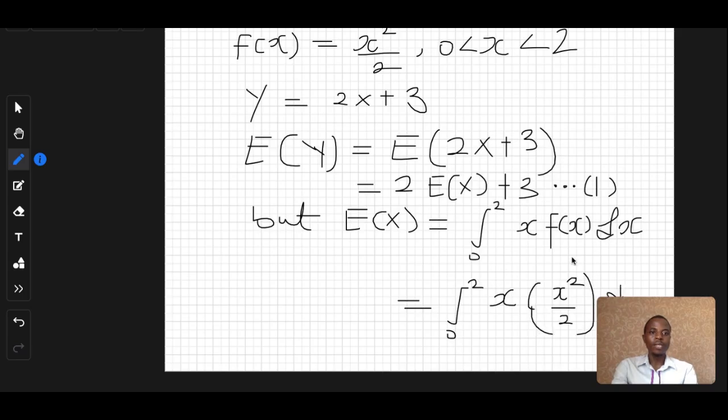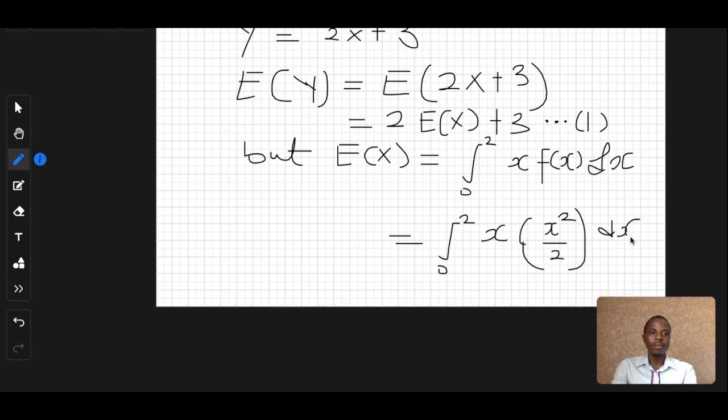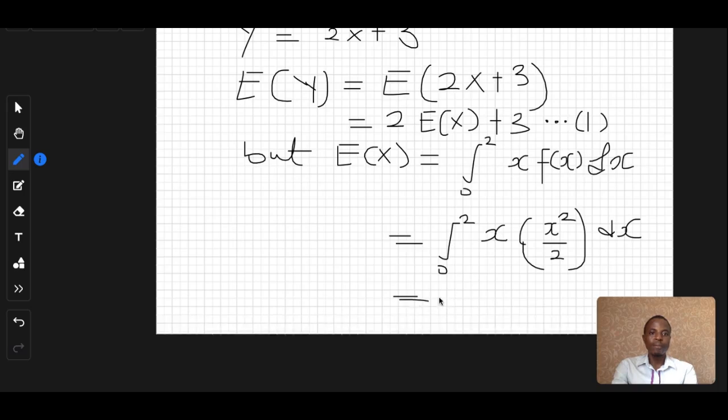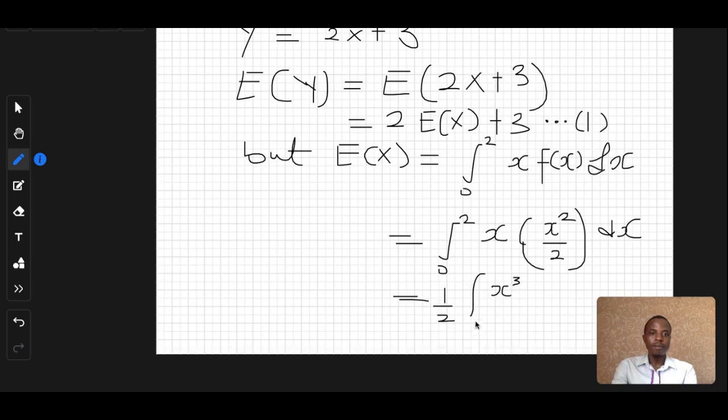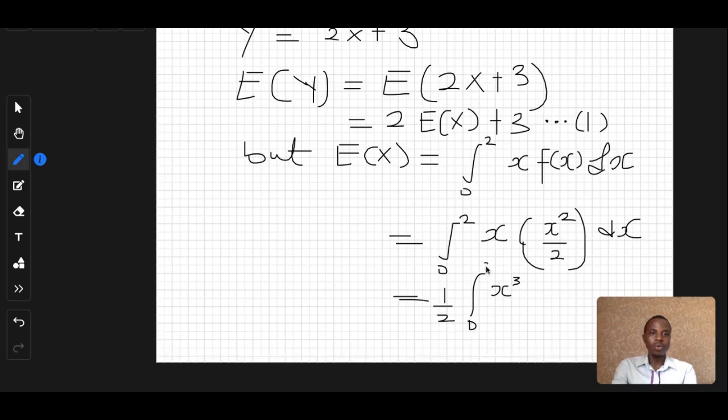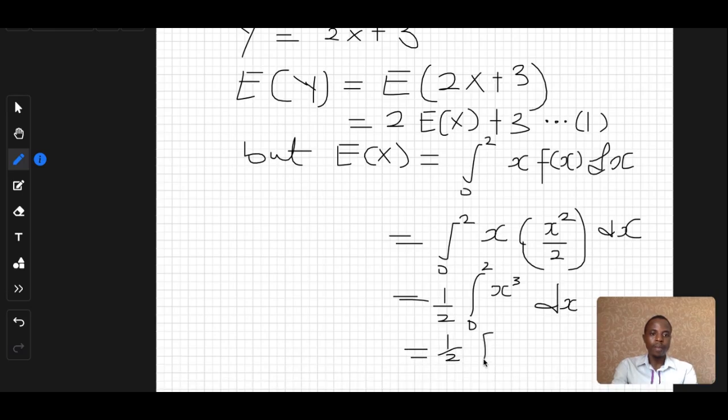So with respect to x, that becomes 1 over 2 outside the integral of x raised to the power of 3, from 0 to 2 with respect to x. That becomes 1 over 2, x raised to the power of 3, x raised to the power of 4 over 4.